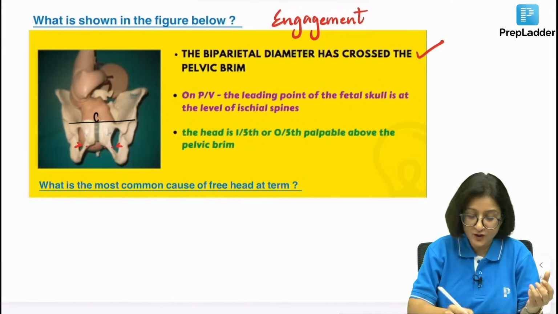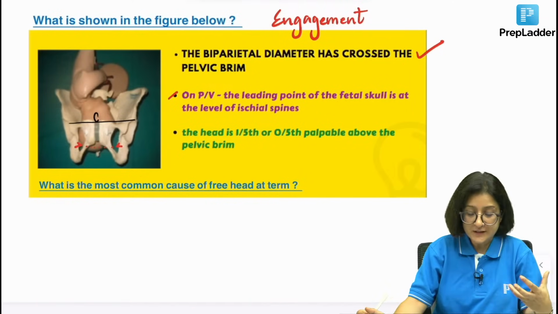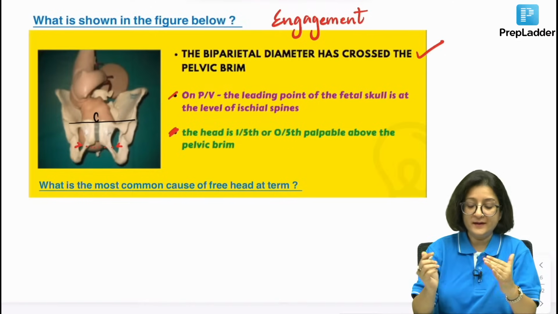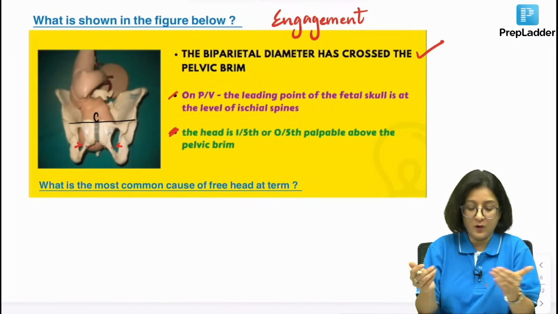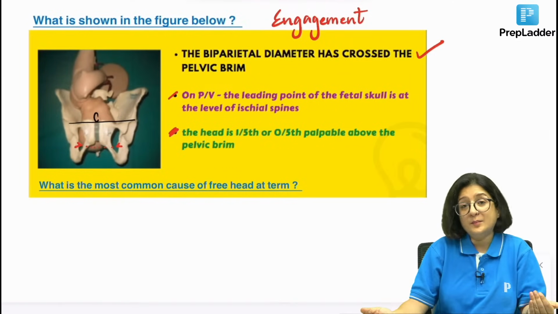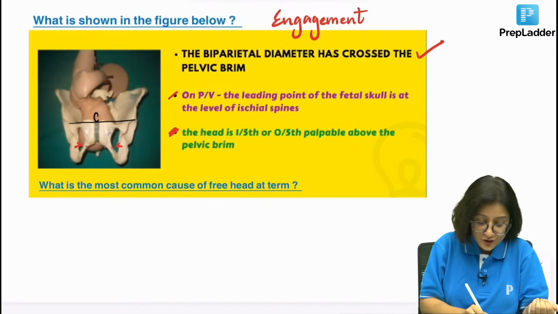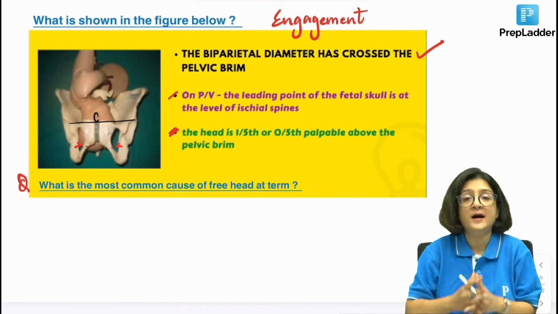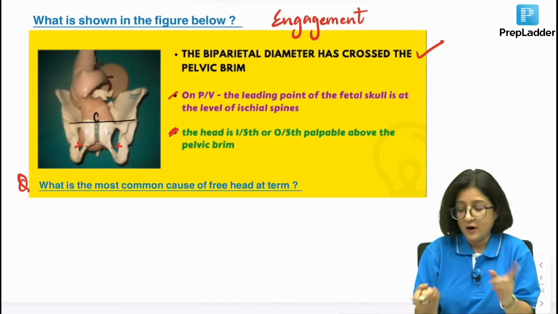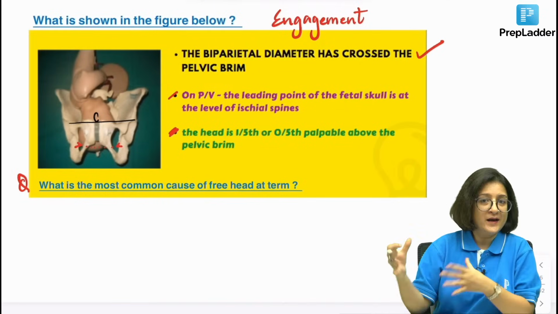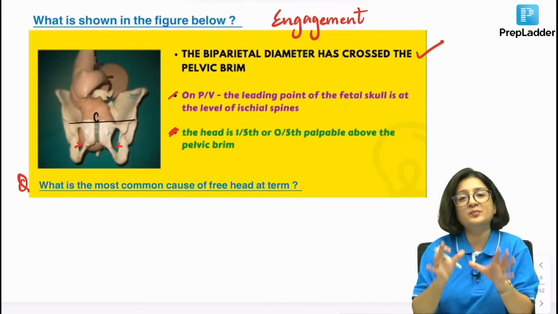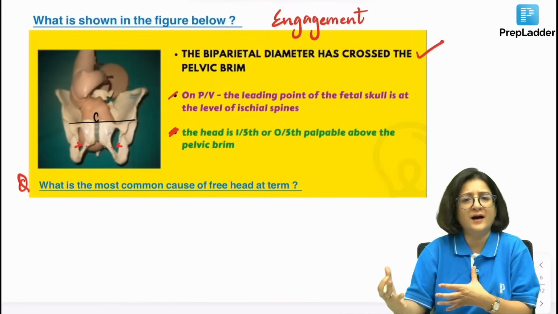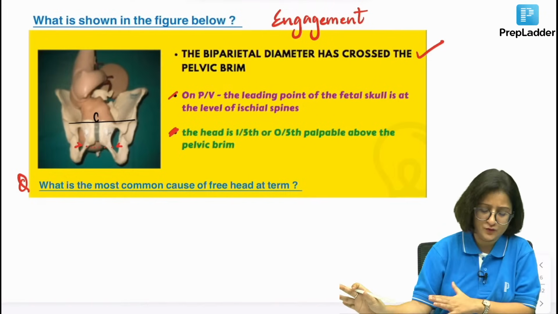When the head is engaged, on PV the leading point of the fetal skull is supposed to be at least at the level of ischial spines, and per abdominally the head would be palpable 1/5 or at the most 0/5 above the pelvic brim. Now the question here is, what is the most common cause of free head at term? So there are 2 pointers here. One pointer is that by term the head should definitely get engaged. In primigravidas it should get engaged. In multiparous women, engagement can happen at the time of labor also, so that's not a problem, right?